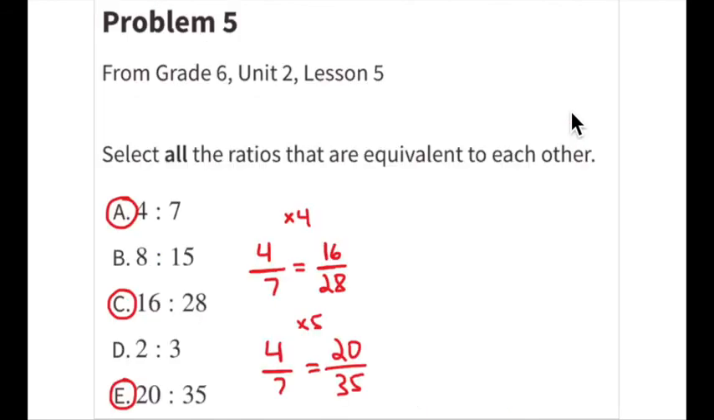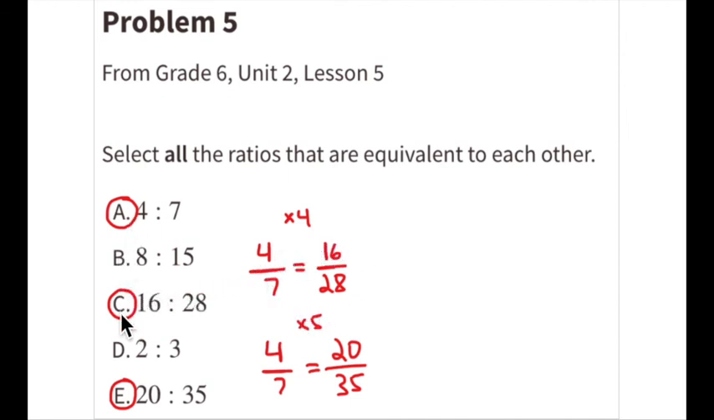All right, problem number 5. Select all the ratios that are equivalent to each other. So you just have to look at these and try to figure out which ones go together. So I write them as 4/7 this way. So this is a ratio of 4 to 7. If I multiply both the top value and the bottom value times 4, so 4 times 4 is 16, 7 times 4 is 28. So these are equivalent ratios, and that's right here, C.